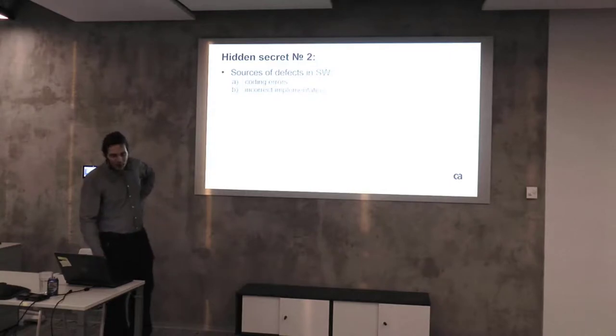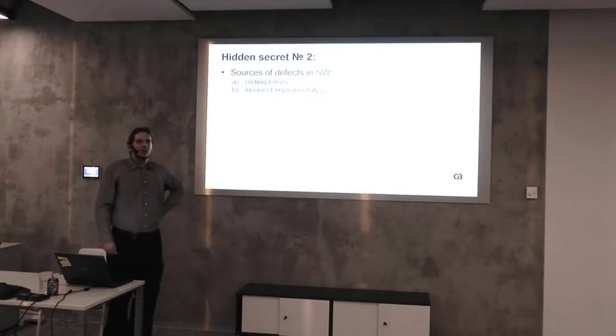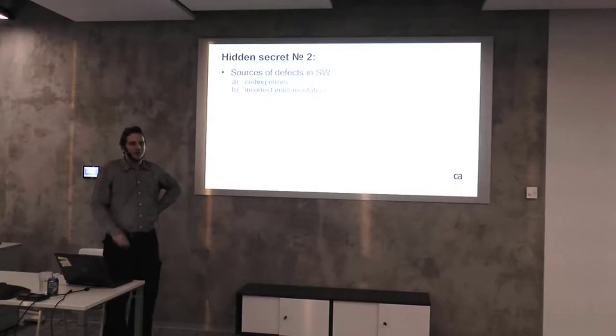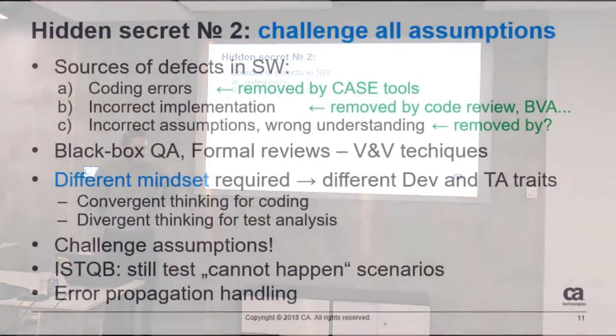But the third source of errors accounts for 60% of all the errors in software code. Can anyone try to guess what the third source of errors in code is? Please not you two, because you know the answer.